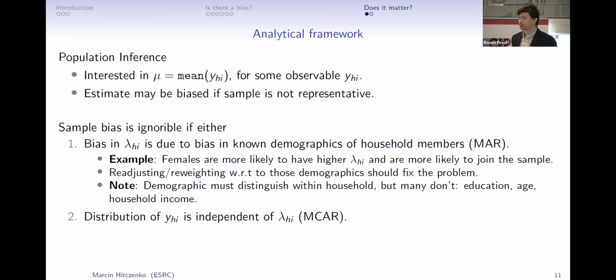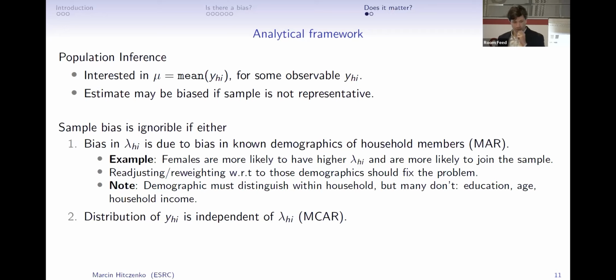So a great example might be something like this: females are more likely to have a higher lambda, greater shares of responsibility, and are more likely to join the sample, join the panel, complete the survey. And in that case, some sort of post-stratification adjustment should eliminate or fix the bias.